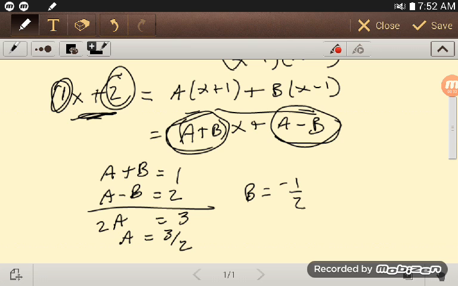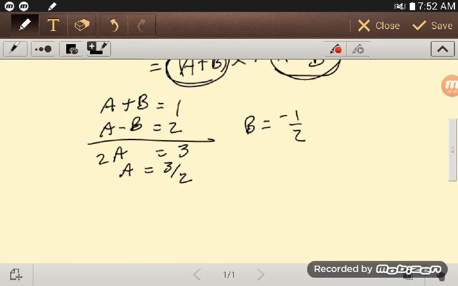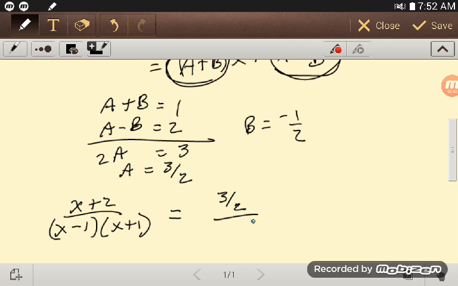And so that means that my (x + 2) divided by (x - 1)(x + 1) is equal to 3/2 over x - 1 plus negative 1/2 over x + 1. And we could check that out, but hopefully it should work just fine. But that's the basic idea.